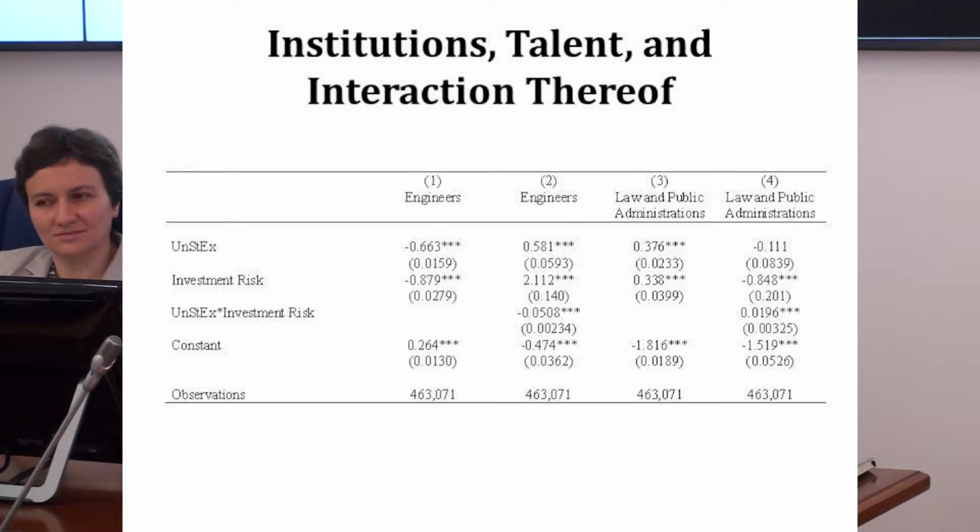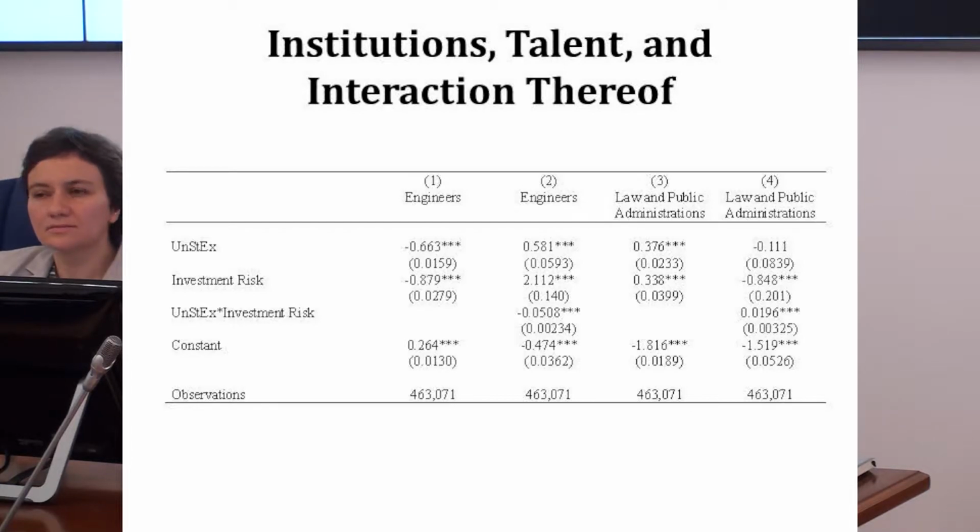Since I don't have much time, I'll show just one regression which shows that Russian applicants are more likely to choose education in engineering if institutions are strong, and the quality of institutions is measured by the investment risk. And also the talent of such applicants adversely affects the likelihood that they will choose engineering, because the overall quality of institutions in Russia is poor.